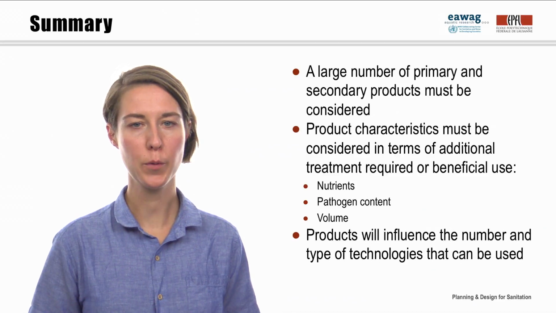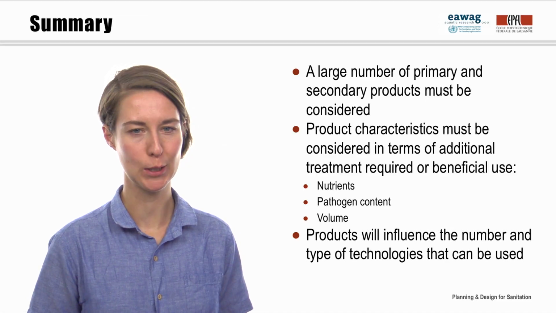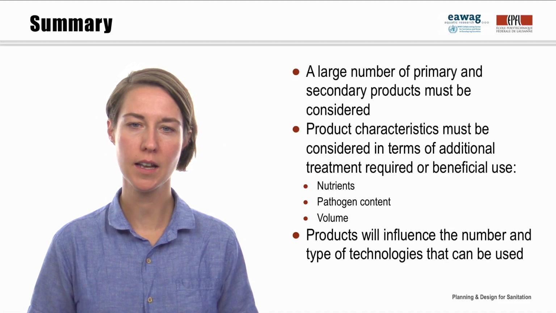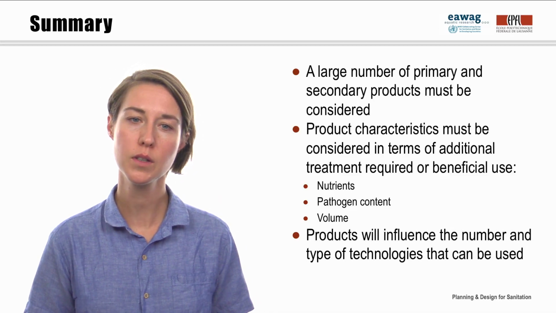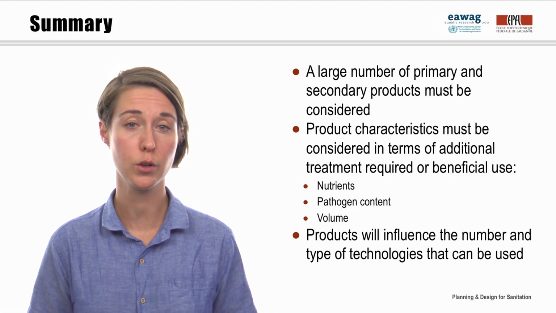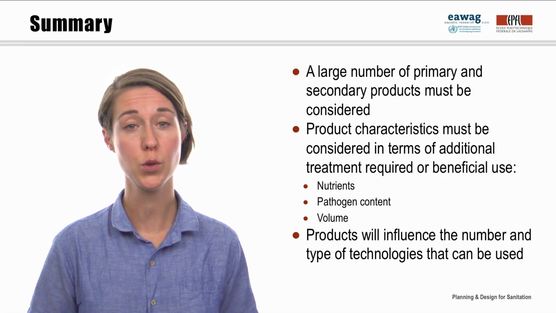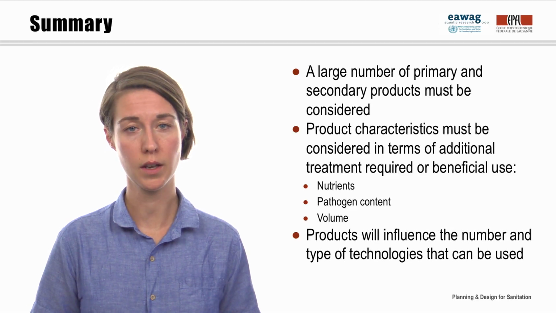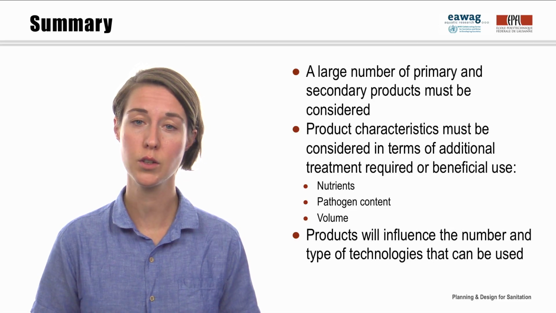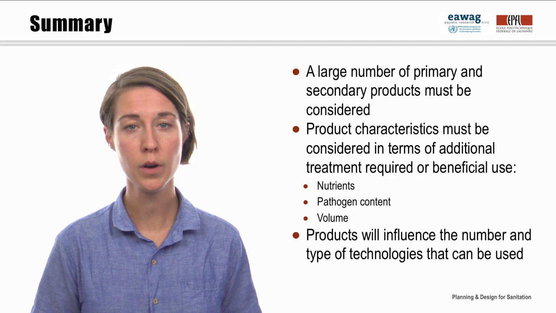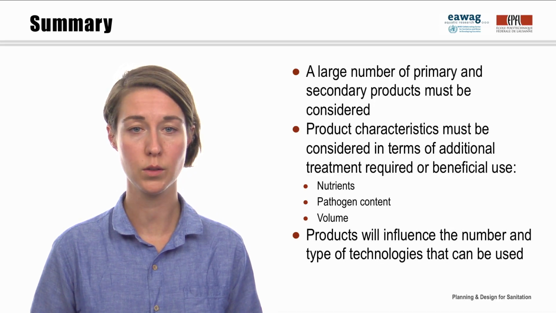So just wrapping up what we've discussed so far, there are a lot of products besides pee and poo that need to be considered. Each product will contain a different quantity and variety of nutrients and pathogens, which will influence the treatment requirements and also the potential use options. The volume of each product will greatly influence how it's transported and treated within the sanitation system. The range and type of products in a sanitation system will determine the number, type, and sequence of technologies that will be needed in the final design.